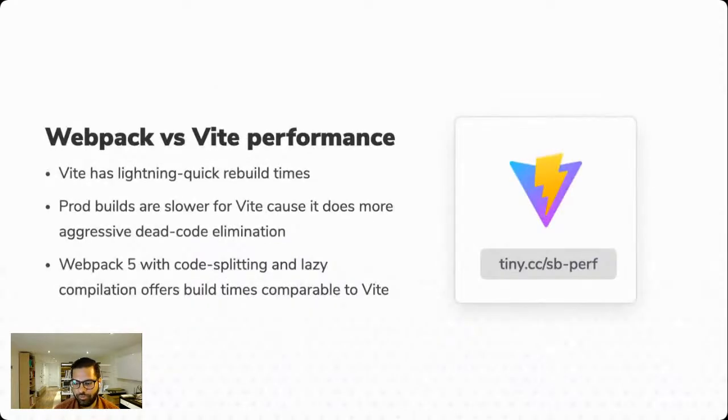So if you're curious about a more detailed breakdown for how the two builders compare, I would encourage you to check out Ian's post, tinyurl.com/sb-perf, to get more detailed information on how the two builders compare. For the time being, what we're finding is Vite and Webpack offer comparable build times and startup times. However, Vite has way faster rebuild times. And like I said, this is just a start, and we're looking to continue improving support for Vite within Storybook, and look out for more updates in coming months.